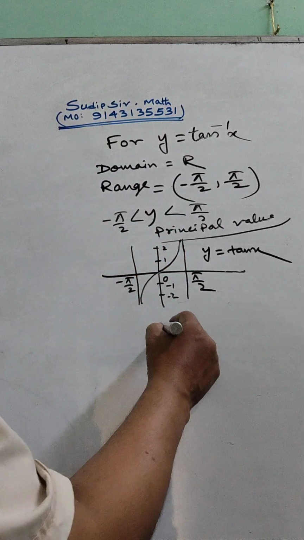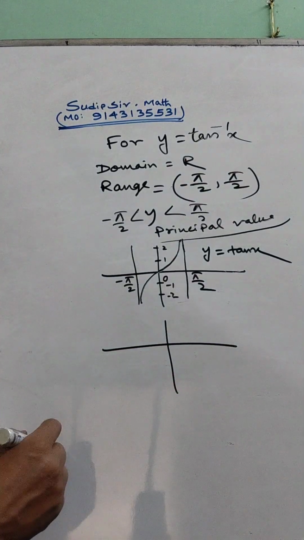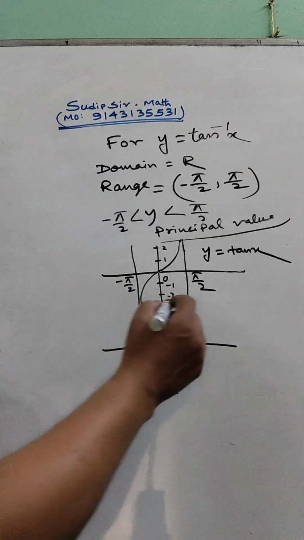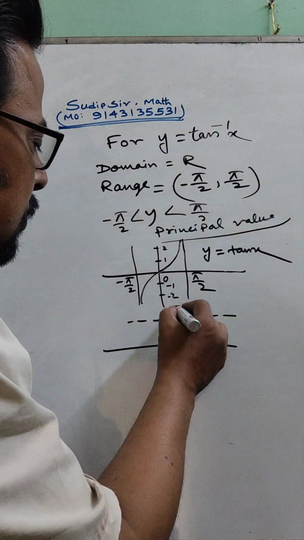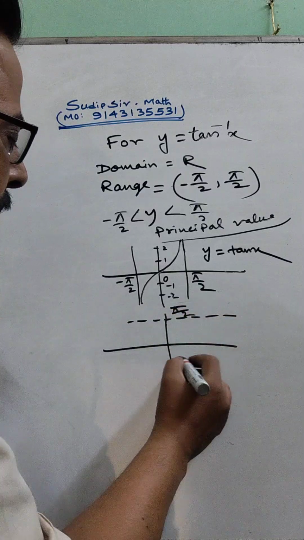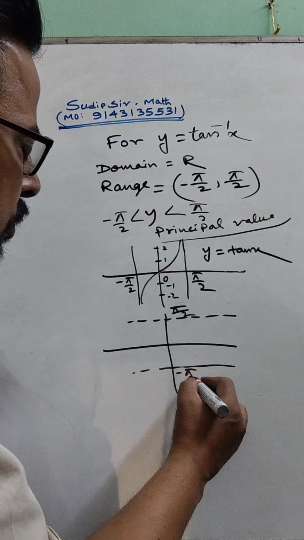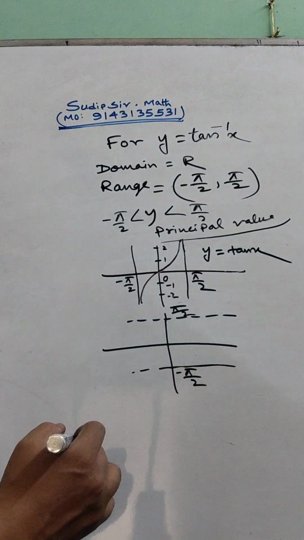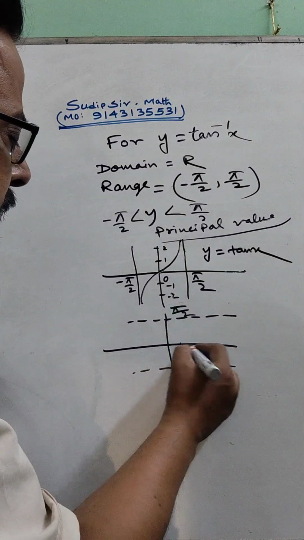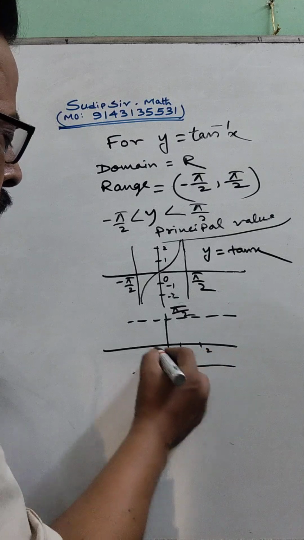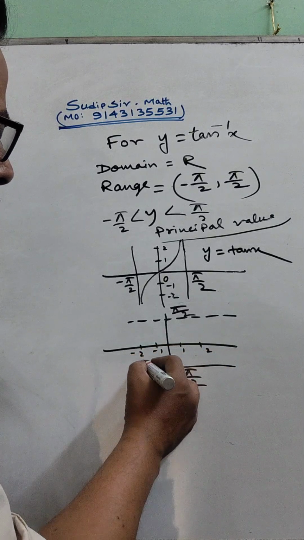Now for tan inverse x, it will be a different type. For tan inverse x, the upper part will be pi by 2. This will take pi by 2 and this will take minus pi by 2, and on the x-axis 0, 1, 2, minus 1, minus 2, etc.